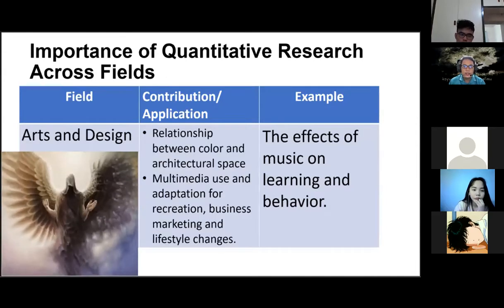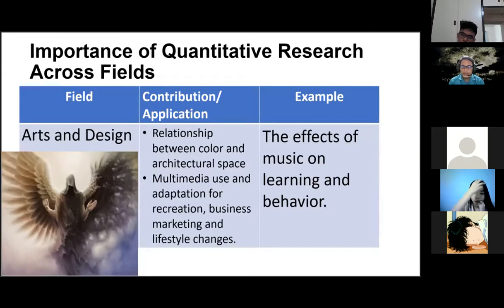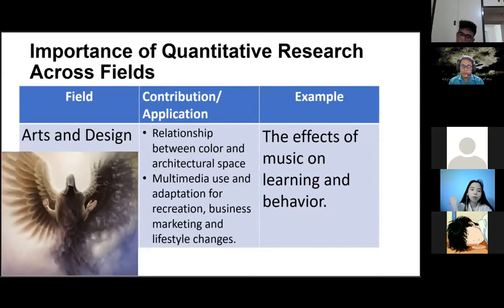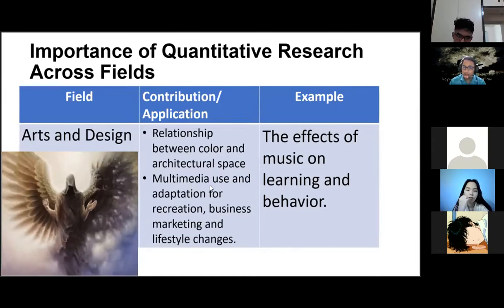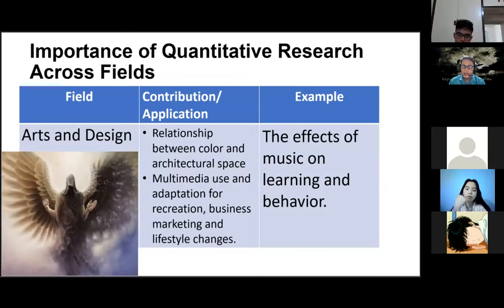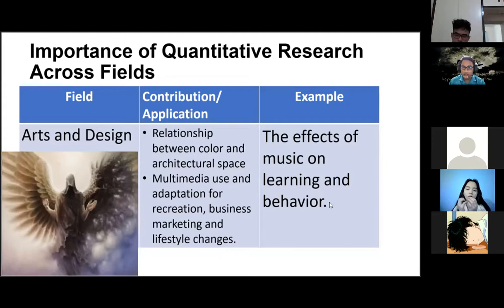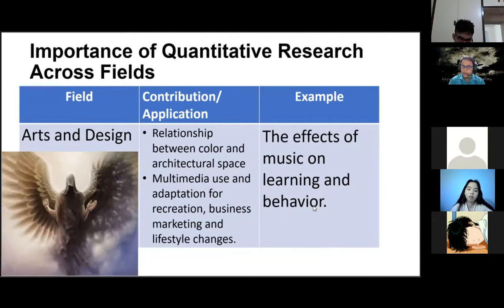Next, importance of quantitative research in fields of arts and designs. Okay, so importante rin daw yung research sa arts tsaka sa design. What is the contribution and application? First is relationship between color and architectural space. And then also multimedia use and adaptation for recreation, business marketing, and lifestyle changes. Example of this is the effects of music on learning and behavior. Is there an effect daw ba yung music sa behavior tsaka how to learn?